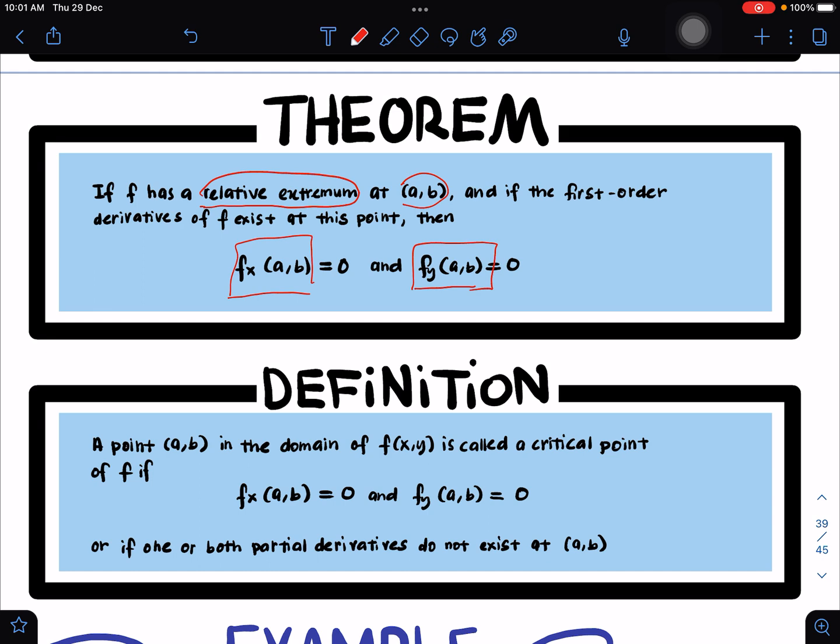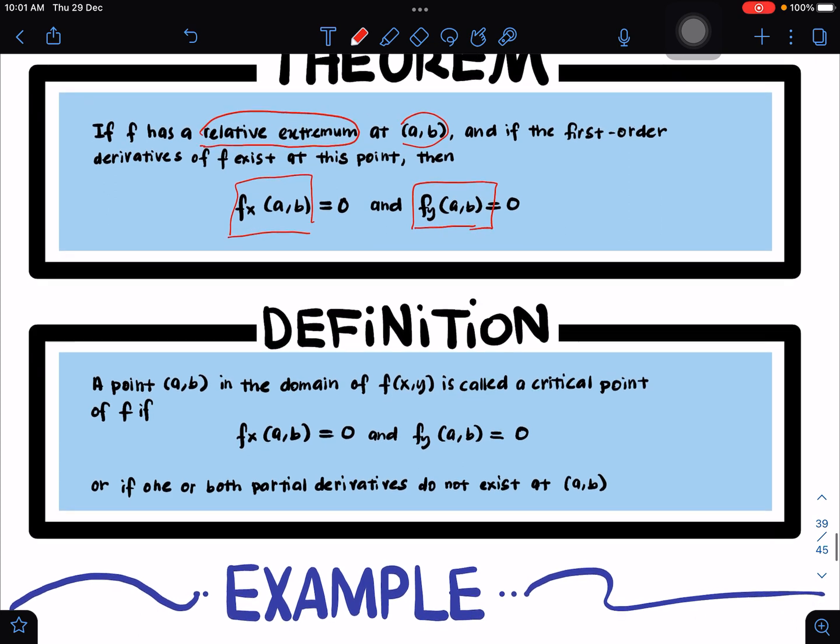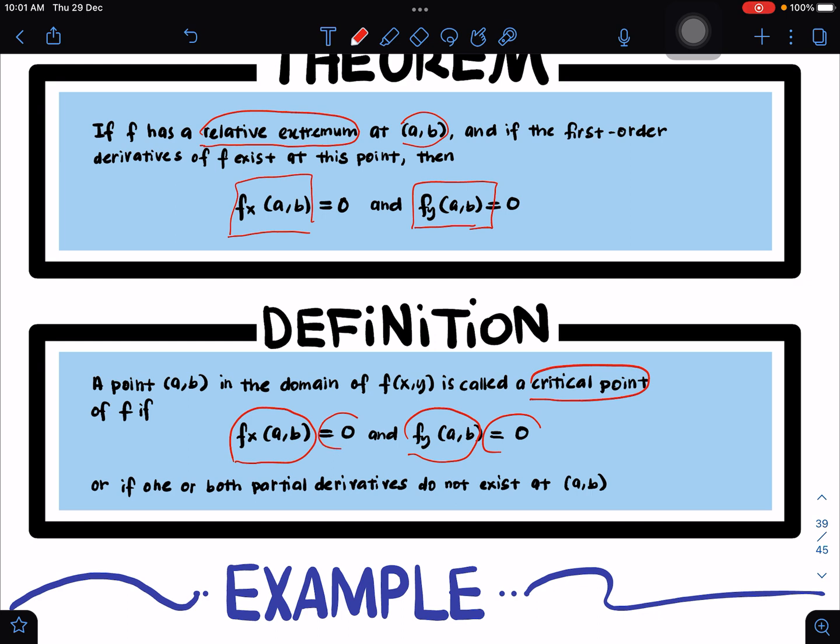Then kita akan dapat critical point. Kita panggil dia critical point. Okay, a point AB in the domain of fxy is called a critical point. So the point tu dia called critical point. Nak cari dia, kita kena cari dulu the partial derivative with respect to x, partial derivative with respect to y, kita equalkan dia to 0 and then kita akan dapat point. So point itu adalah critical point.